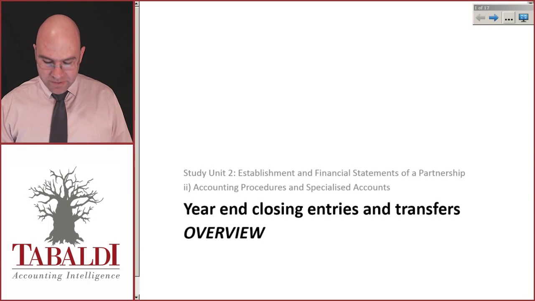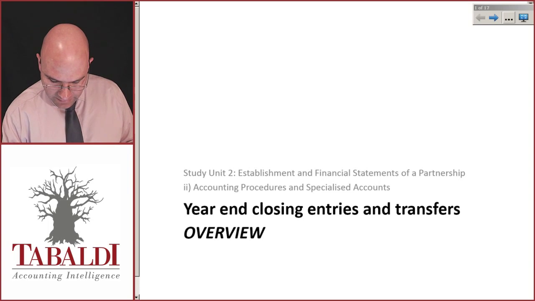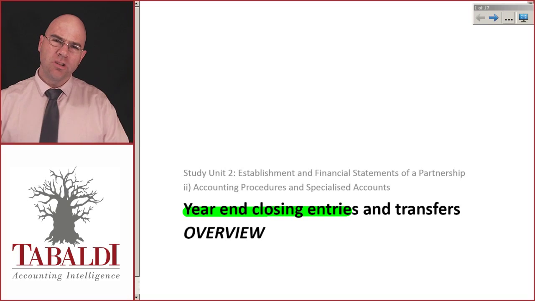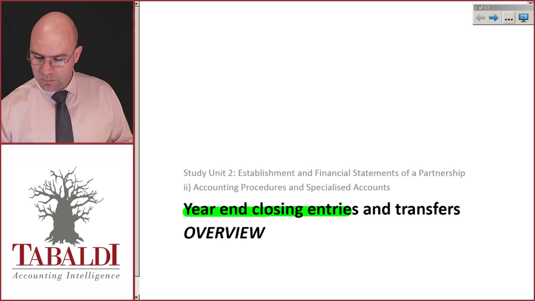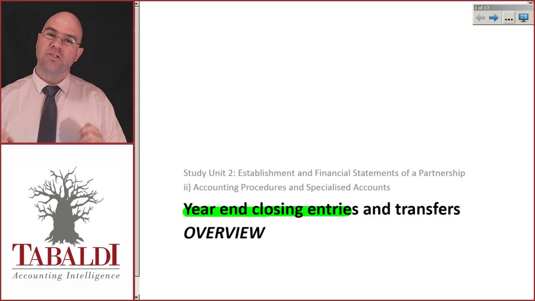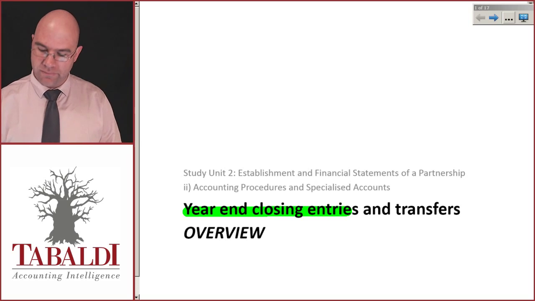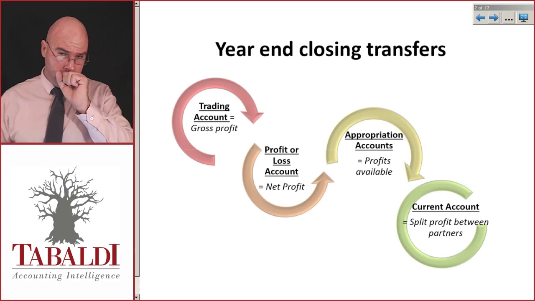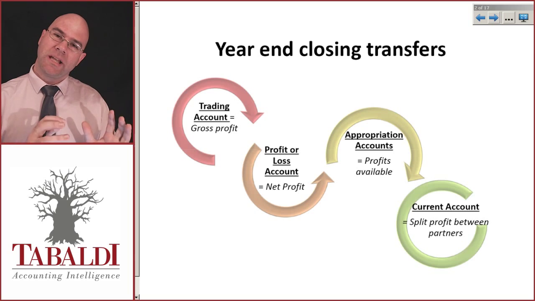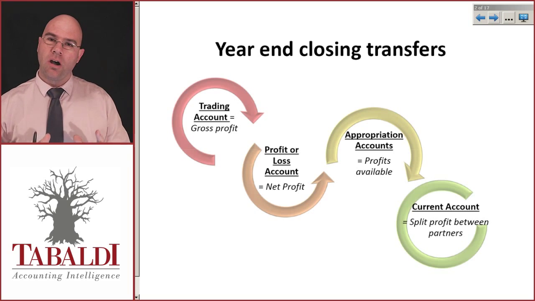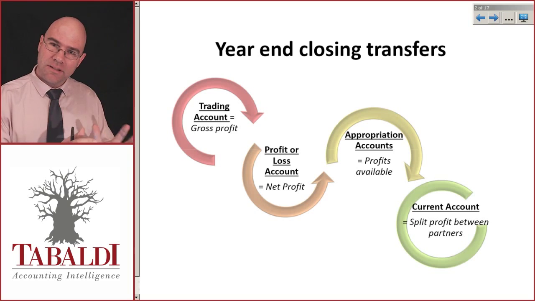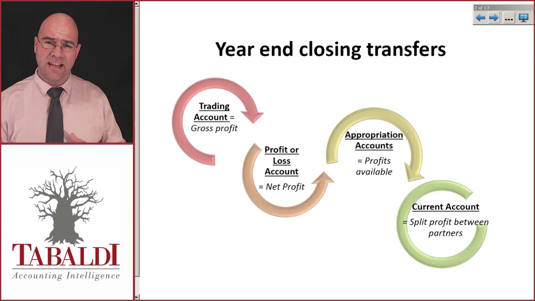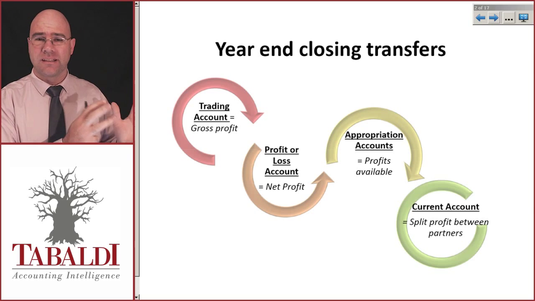Great, let's now get down to the business end of things. We're going to look at the year-end closing entries and transfers. I'm just going to do a quick overview to give you a big picture, but some of this you'll remember from doing sole proprietors in FAC1601. Some of it's new. So in terms of what have we done already, we've done all the transactions on the capital account, on the current account with all the interest on the capital account, interest on drawings, interest on current accounts, salaries for the partners, etc.